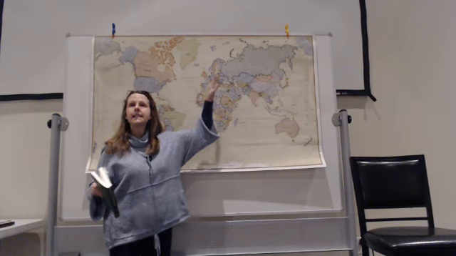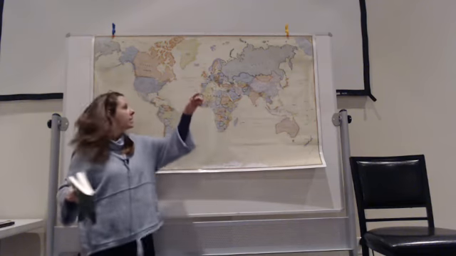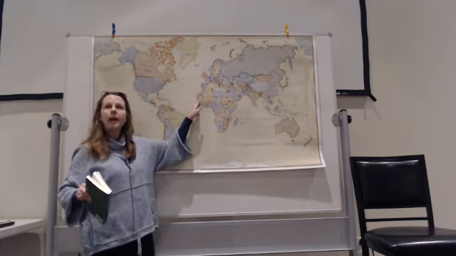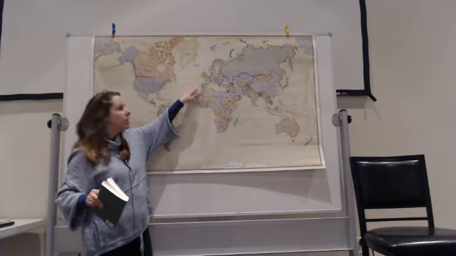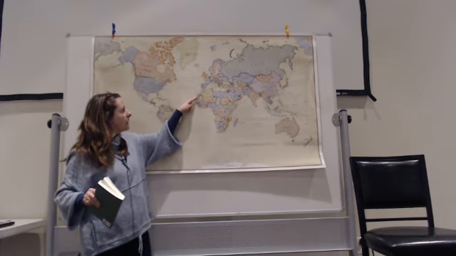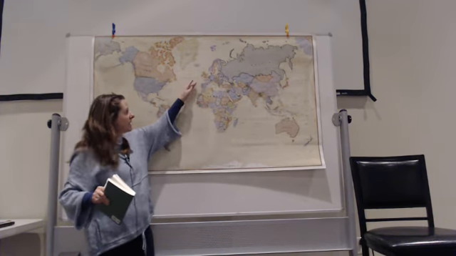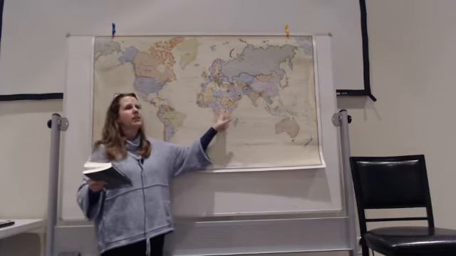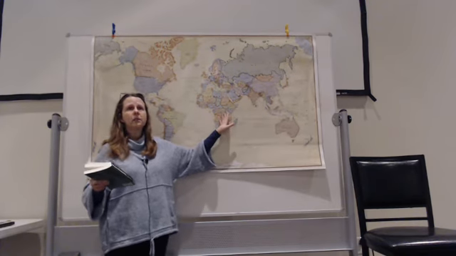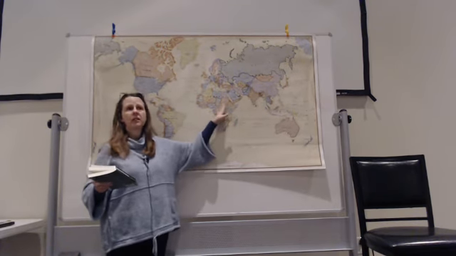So he started sending sailors out, and they started working their way around the coast of Africa. They found the islands out here, but mostly they started working their way around. This is scary territory. And like Ella said, they didn't really know what was down here because desert.